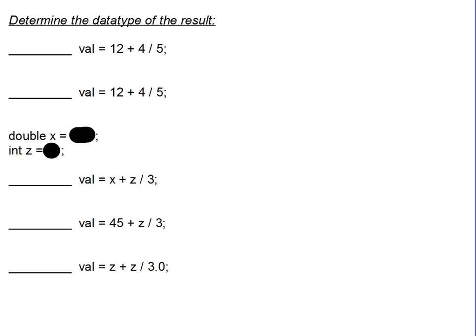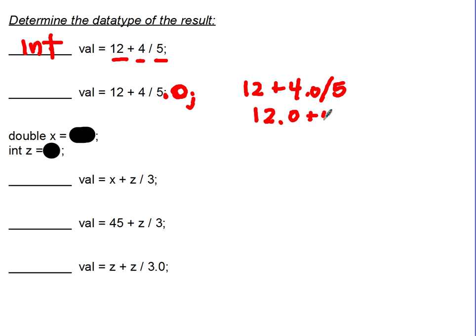Taking a look at determining the data type, it's very easy. You usually don't even have to do any math to determine the data type. You've got whole number, whole number, whole number. So the data type here is going to be an int. As soon as one of these numbers becomes a decimal, so this becomes 5.0, or if it was 12 plus 4.0 divided by 5, or 12.0 plus 4 divided by 5, or any combination there, then it becomes a double.